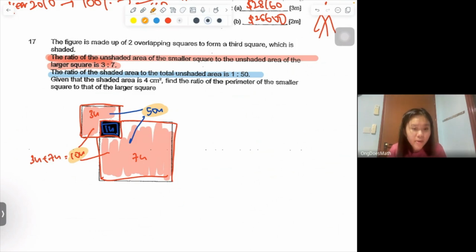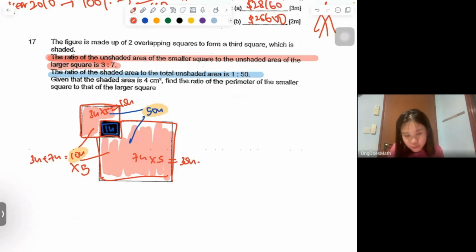The lowest common multiple in this case is actually 50. So we'll times 5 for the whole thing here. So 3 units times 5, 7 units times 5. So we should get 15 units here, and we should get 35 units here. So now everything is on the same scale, and now we can do the question. So now we are given that the shaded area is 4 cm square, which means that 1 unit is 4 cm square.